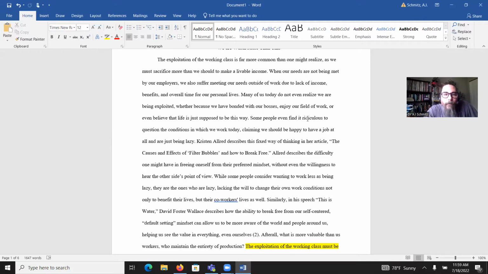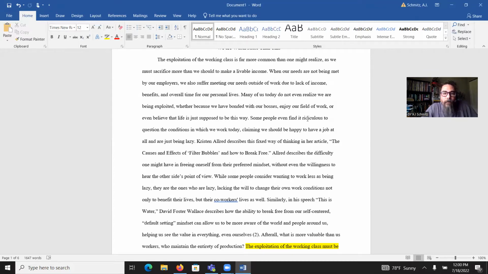When our needs are not being met by our employers, we also suffer meeting our needs outside of work due to lack of income, benefits, and overall time for our personal lives. Already, I'm kind of seeing that this is a paper that is going to be about people who are working, which is not anything having to do with the texts that were read for this paper.